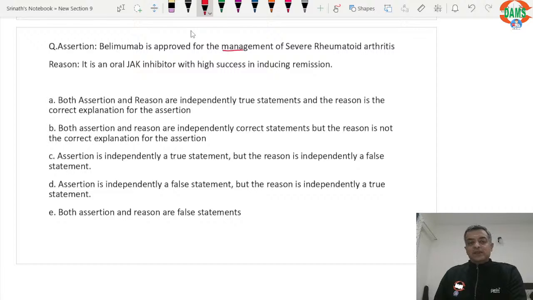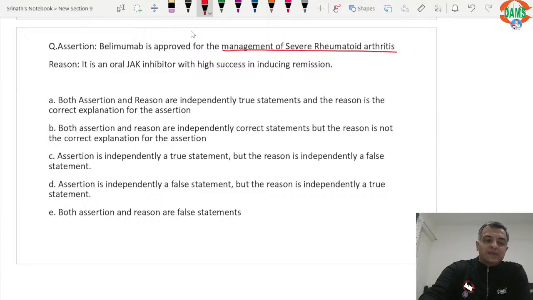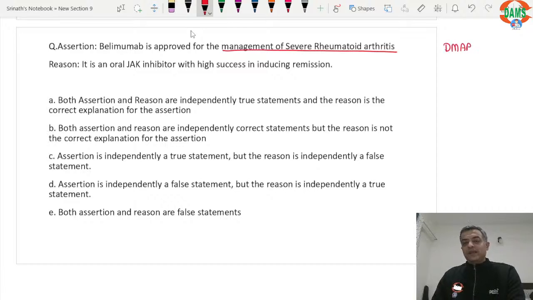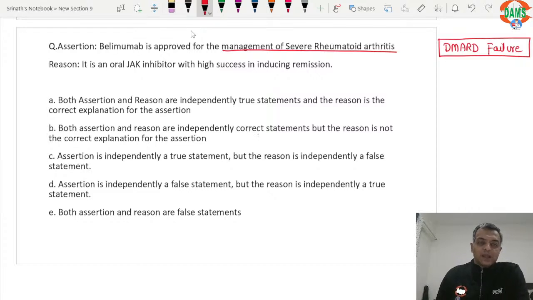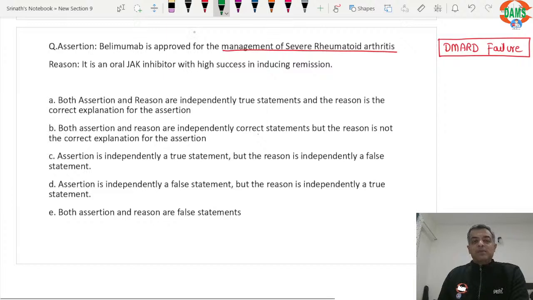In the management of severe rheumatoid arthritis, mainly I'm trying to ask you here, severe means what? When the patient is having, suppose, a case of DMARD failure. We are going to enumerate what drugs are there. So is belimumab one of them? No. So belimumab is not one of them.